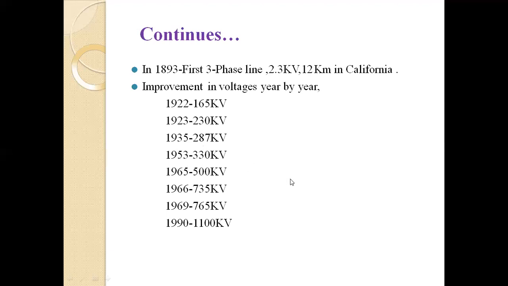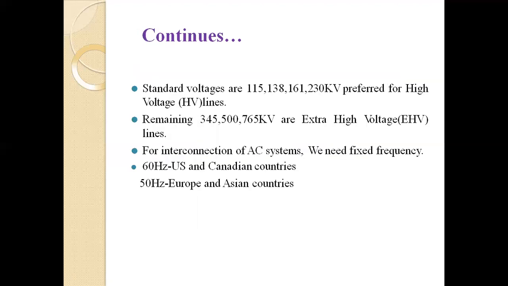In 1953, 330 kV was there. In 1965, a 400 kilovolt transmission line. In 1966, a 735 kilovolt transmission line. In 1969, 765 kilovolt. In 1990, a 1100 kilovolt transmission line. Standard voltages of 115, 138, 161 and 230 kilovolt are preferred for high voltage lines. The remaining, 345, 500 and 765 kilovolts, are extra high voltage lines.